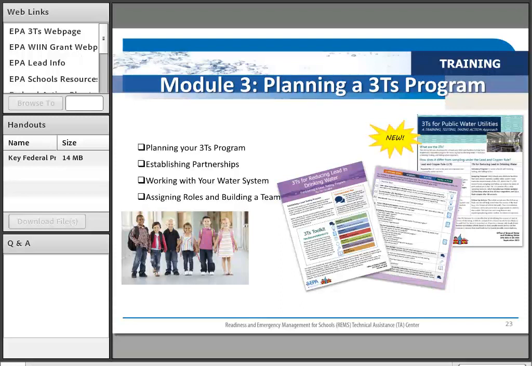This module also includes info on assigning roles. As I mentioned before, this is a team effort, and knowing what roles are a part of your 3Ts program and who can help is super important to know up front. The 3Ts includes templates, including this module, and checklists to help you do this.